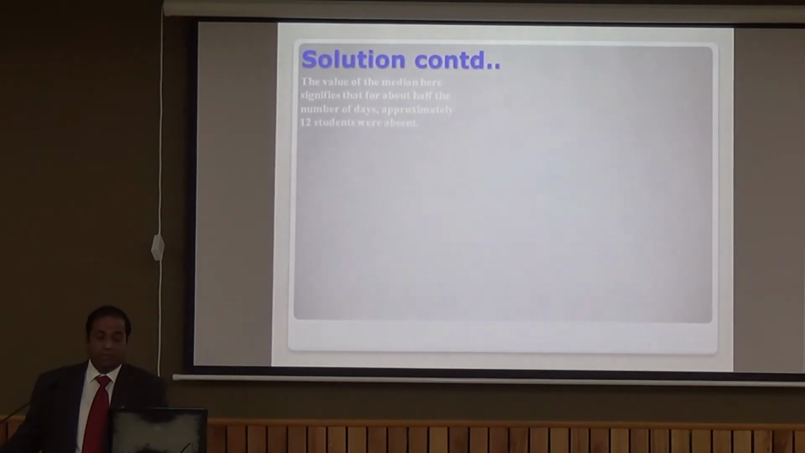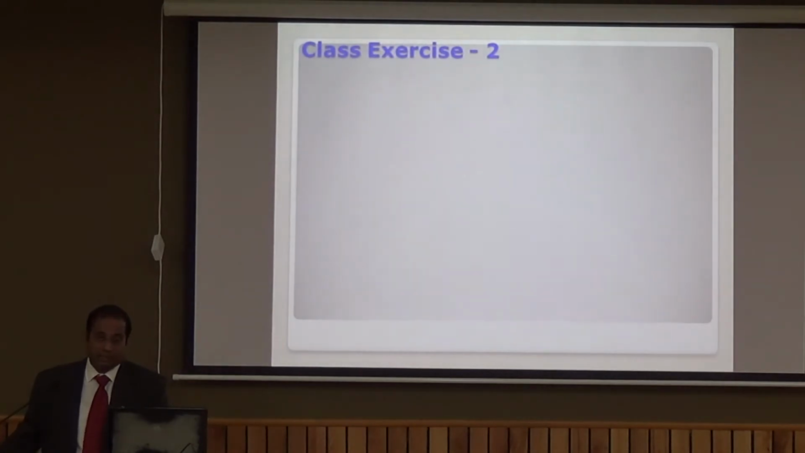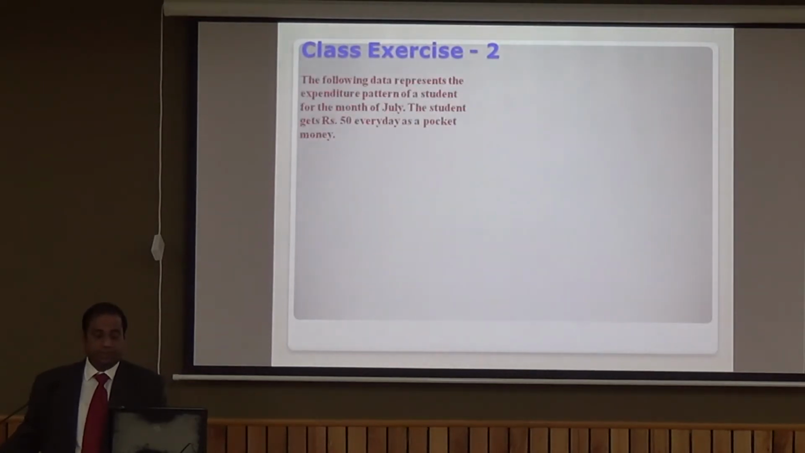The value of the median here signifies that for about half the number of days, approximately 12 students were absent. So the mean deviation from the median we can calculate by the summation of fi into |xi minus 12|, that was the median, divided by the total frequencies, that is 3214 upon 147, and we get the answer, that is the mean deviation from the median.